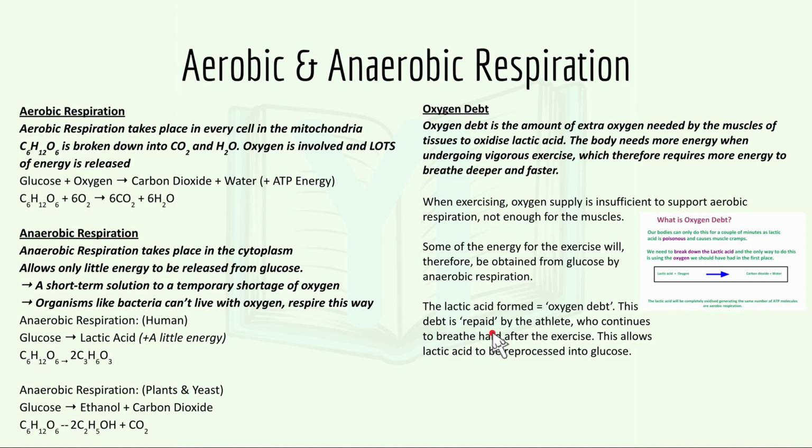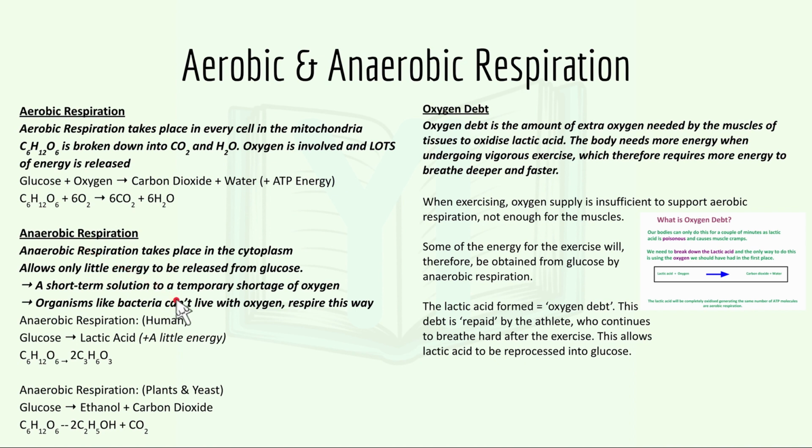So for the first lesson, we have aerobic and anaerobic respiration. Aerobic respiration takes place in every cell, in the mitochondria, and glucose is broken down into carbon dioxide and water. Oxygen is involved and lots of energy is released. Here's the equation, and you get ATP energy.